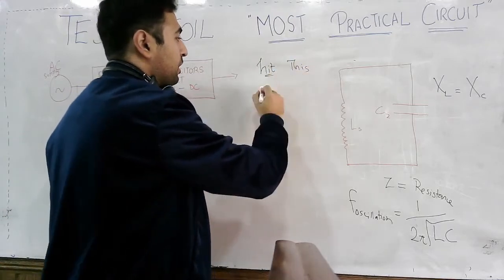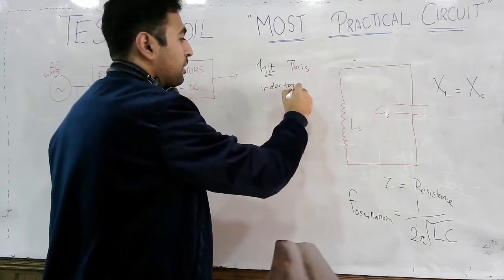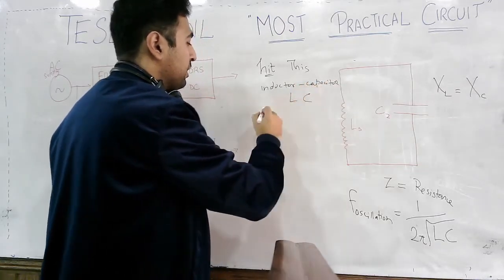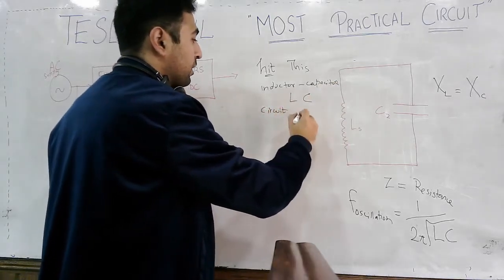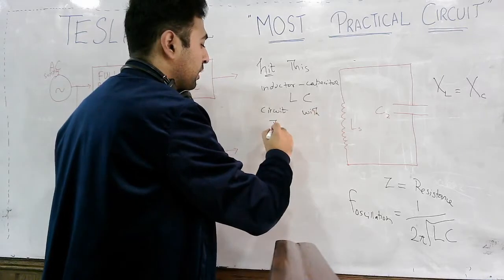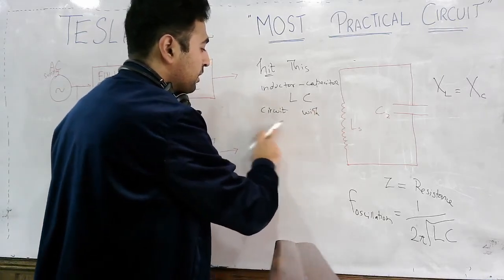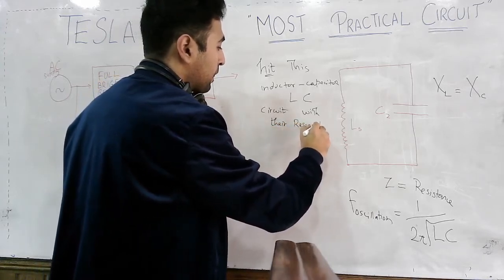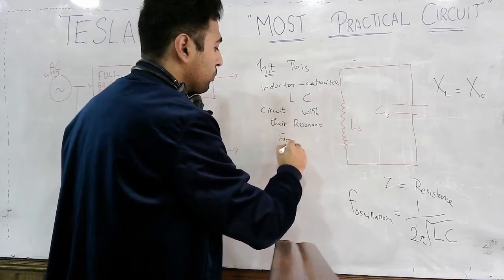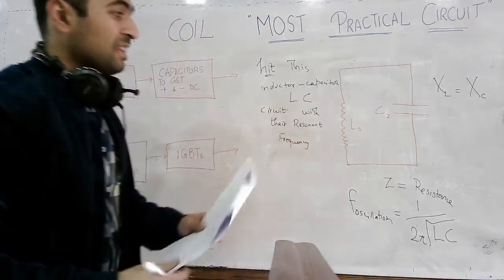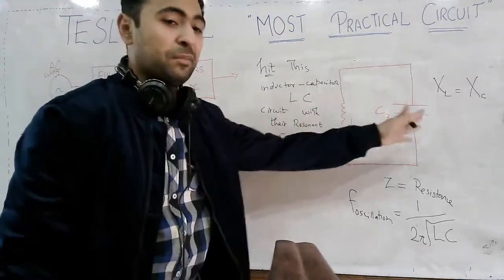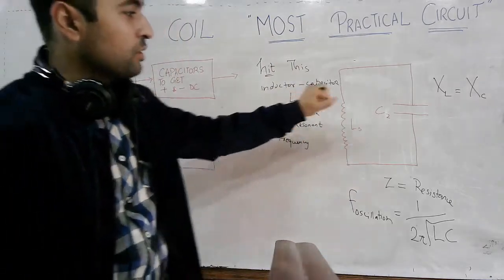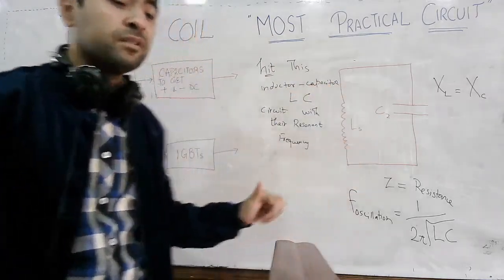Similarly, you have this type of circuit, and all you need is to hit this inductor and capacitor LC circuit with their resonant frequency. If you are able to hit this inductor capacitor circuit with the frequency which is equal to the resonant frequency, what happens?